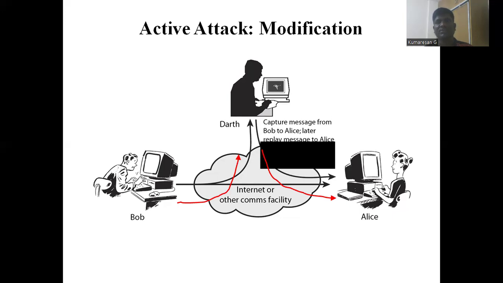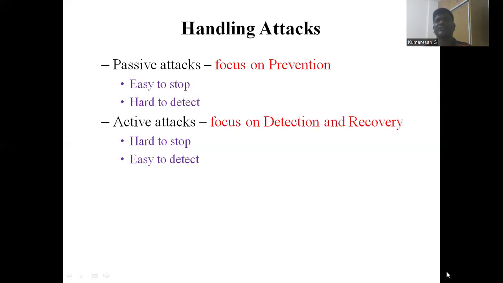One thing you have to remember: in a passive attack, the attacker won't do anything. They simply read the message and finally forward it to Alice. Whereas in an active attack, they modify the content and finally send it to Alice. So that is the difference between an active attack and a passive attack. So how can we handle this kind of attack? Only one solution is there, that is, prevention is better than cure. So prevention is always required.